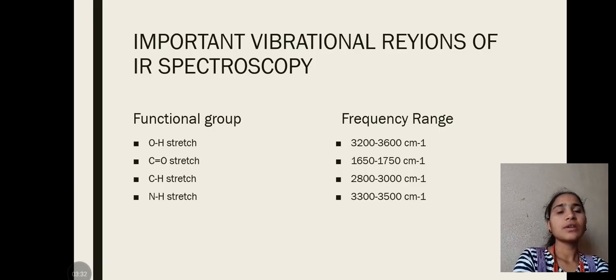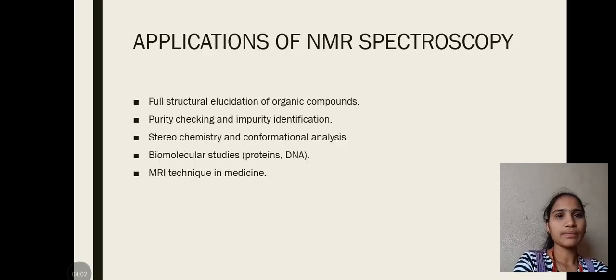O-H stretch frequency range is 3200 to 3600 cm^-1. C=O stretch frequency range is 1650 to 1750 cm^-1. C-H stretch frequency range is 2800 to 3000 cm^-1. N-H stretch frequency range is 3300 to 3500 cm^-1.